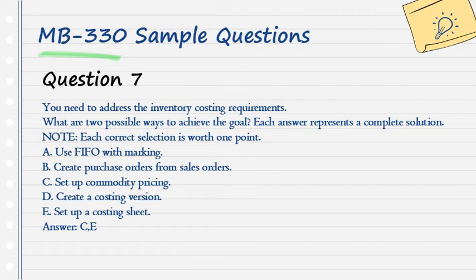Question 7. You need to address the inventory costing requirements. What are two possible ways to achieve the goal? Each answer represents a complete solution. Note: each correct selection is worth 1 point. A. Use FIFO with marking. B. Create purchase orders from sales orders. C. Set up commodity pricing. D. Create a costing version. E. Set up a costing sheet. Answer: C, E.